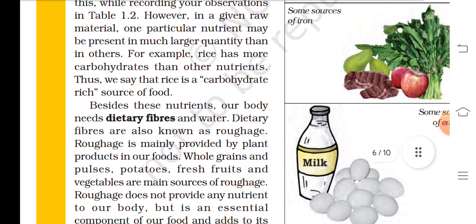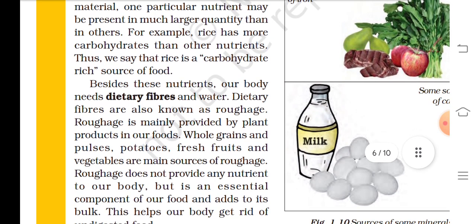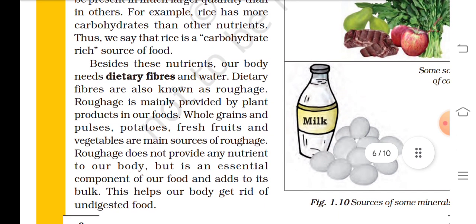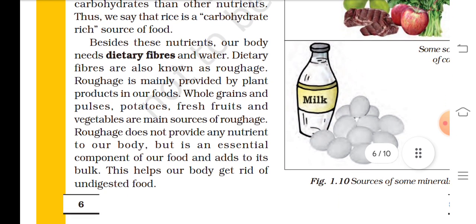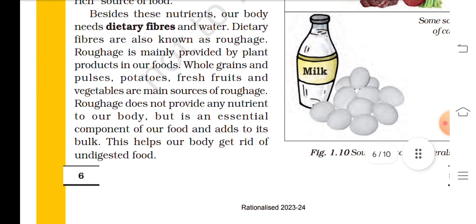However, in a given raw material, one particular nutrient may be present in much larger quantity than the others. For example, rice has more carbohydrate than other nutrients. Thus, we say that rice is a carbohydrate-rich source of food. Besides these nutrients, our body needs dietary fibres and water. Dietary fibres are also known as roughage.